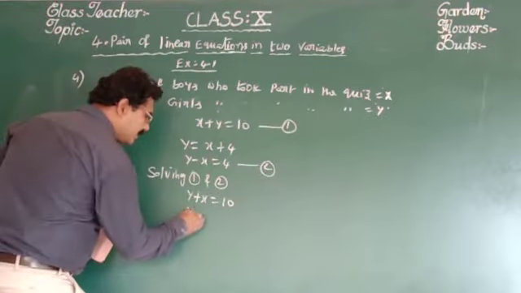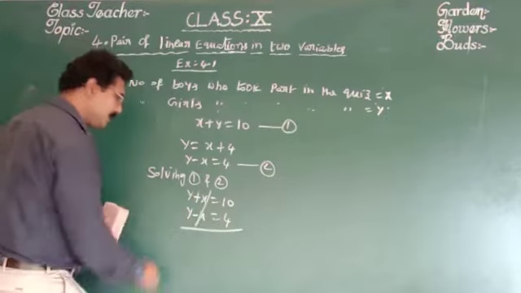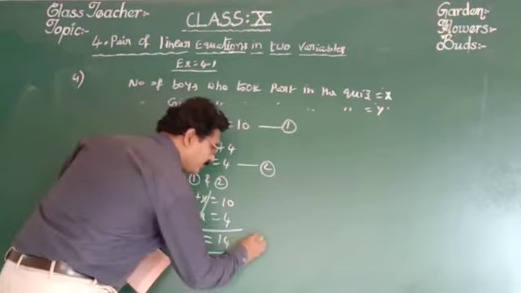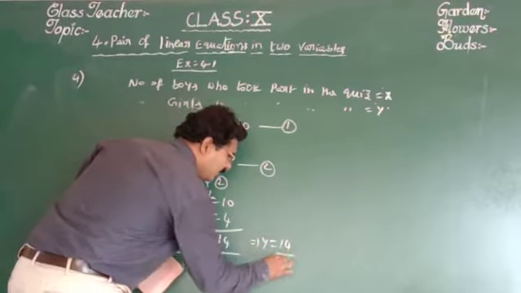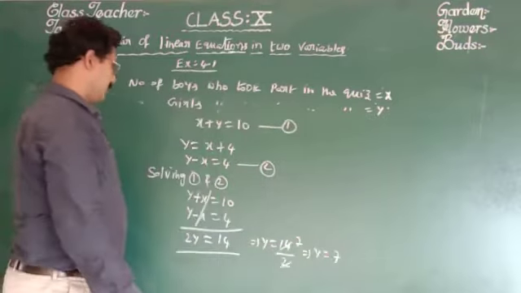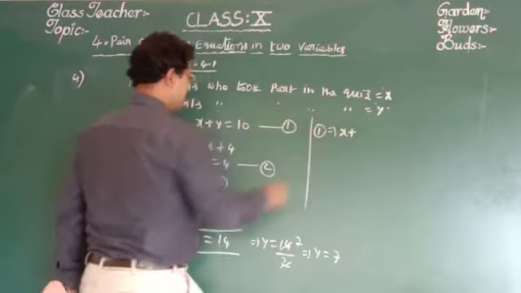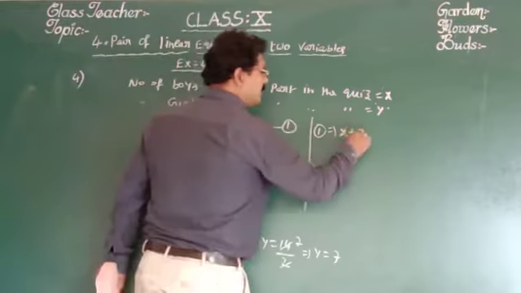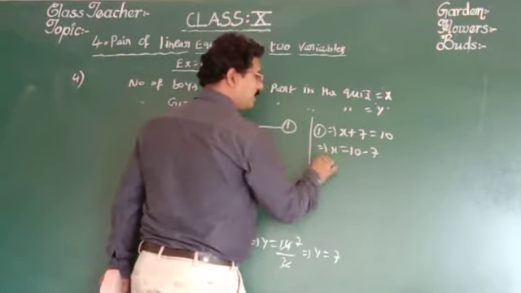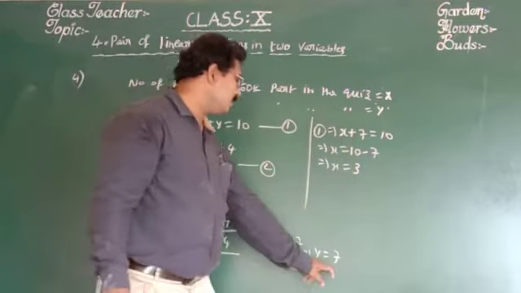What is the second equation? y minus x is equal to 4. Now adding, plus x and minus x get cancelled. y plus y, 2y is equal to 10 plus 4, 14. That implies y is equal to 14 by 2, which is 7. Now from 1, x plus y, that is x plus 7 is equal to 10. That implies x is equal to 10 minus 7. x is equal to 3, and y is equal to 7.